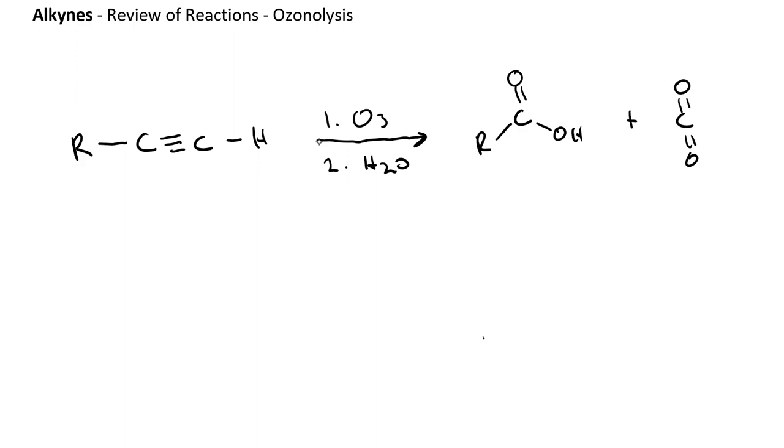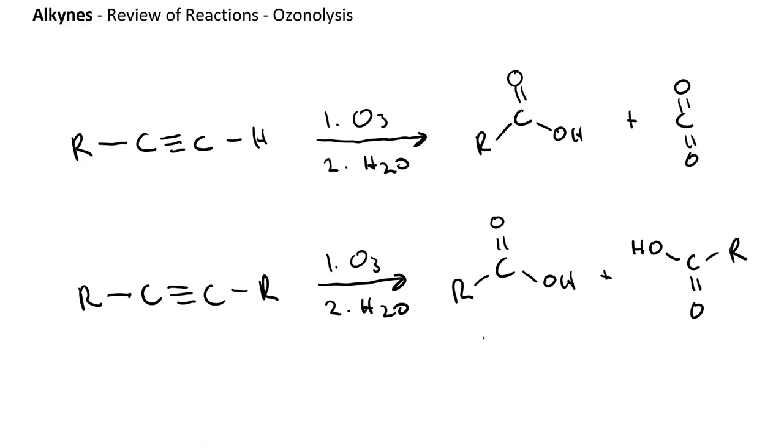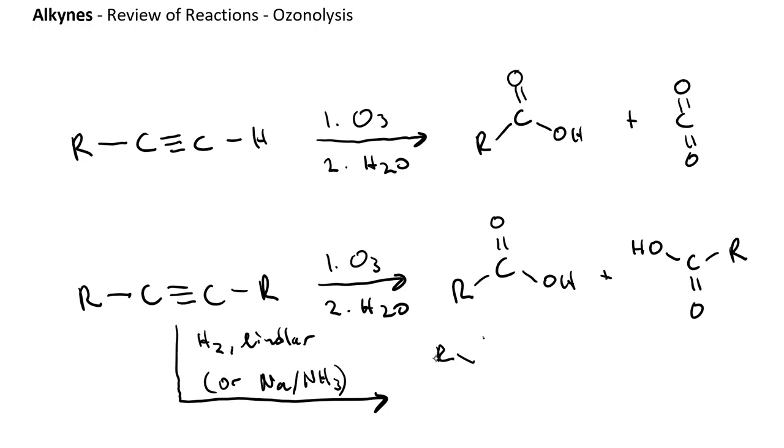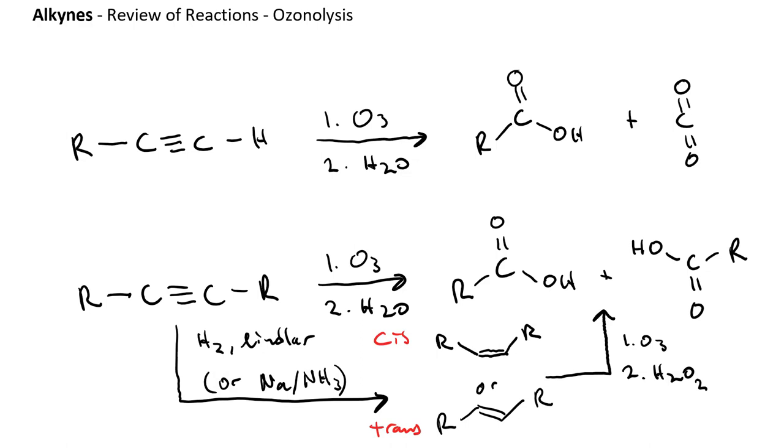Ozonolysis of an internal alkyne ends up with two acids. However, a better route to get the two carboxylic acids is to first reduce the alkyne to an alkene, and if we use Lindlar's catalyst, we'll get the cis alkene. If we use the dissolving metal reduction, we'll get the trans alkene. If we then do ozonolysis of our alkenes, first bubbling ozone through solution, but then using hydrogen peroxide instead of DMS, we get the two carboxylic acids, and we get it in a higher yield than just ozonolysis of the alkyne.